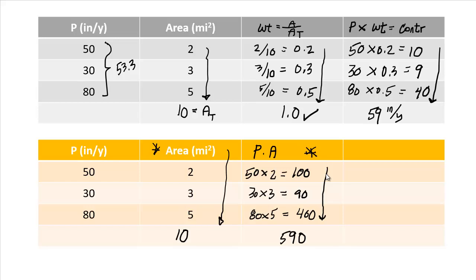So the weighted average will be 590 divided by 10 equals 59. I get the same answer. Same answer, different way. In some ways, this is a little bit shorter, which has an advantage. On the other hand, doing it the first way ensures that you calculate your weights correctly because you can check that they sum to 1. Doesn't matter which one you use. I don't care, as long as you know how to get the weighted average of things like precipitation data.